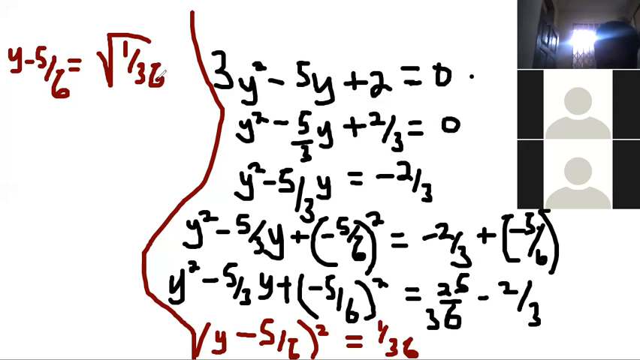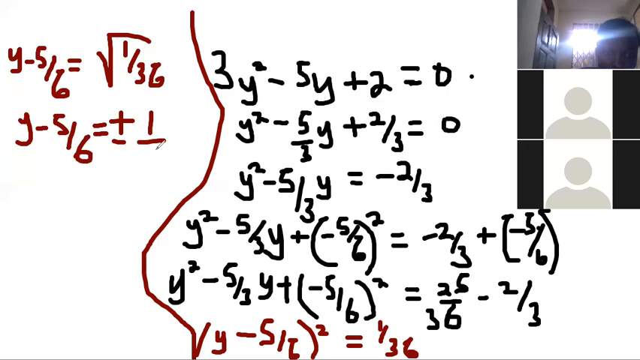Root of 1 all over 36. So we are going to get root 1 all over 36, which is what? So we are going to get (y minus 5) all over 6 is equal to, because this is a root, the answer will be plus or minus 1 all over 6. So this one will be root 1 all over root 36. Root 1 is 1, root 36 is 6. So it will be plus or minus this thing.